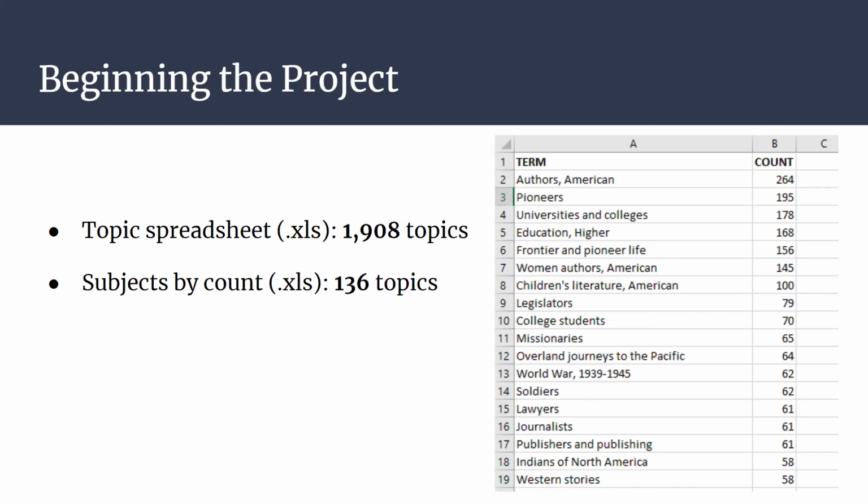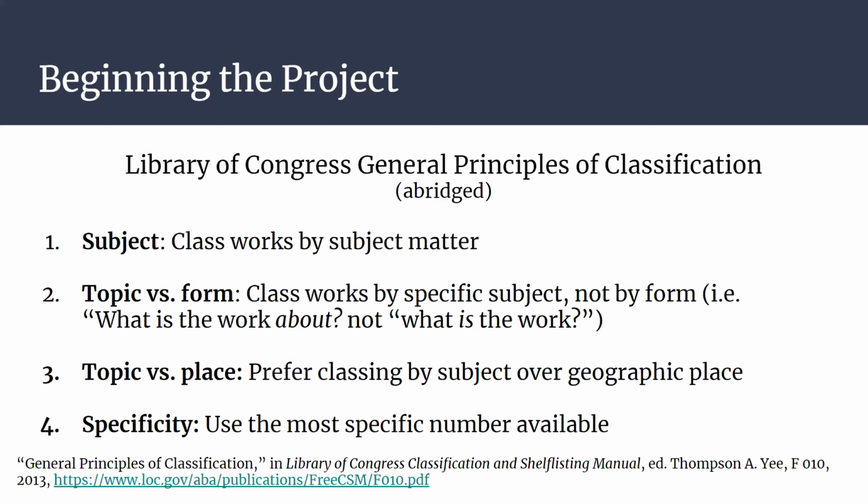My brain immediately went to Library of Congress classification. I remembered learning about assigning call numbers to items based on subject matter from a cataloging course that I had taken during my master's program at Emporia State University. In the course, we were taught to align with the general principles of classification as set forth by the Library of Congress, and to be as specific and objective as possible when classifying works.